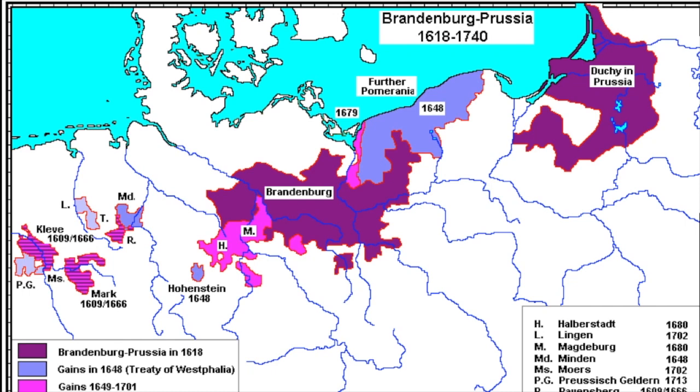During the Thirty Years' War, Prussia merged with Brandenburg, and those two separate states became a singular state, the state of Brandenburg-Prussia. And it was in fact called Brandenburg-Prussia until the time of Frederick the Great when he took over in 1740. And this map that you see here is what Frederick inherited.